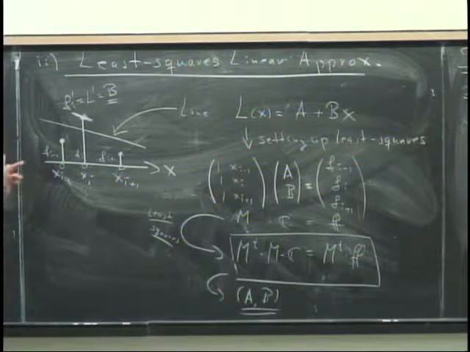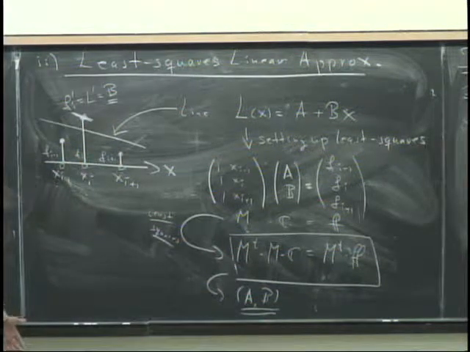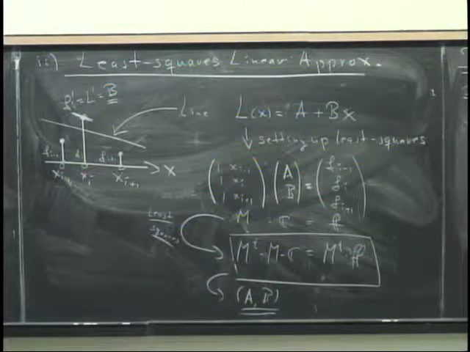Which approach is better? Fitting a parabola through the 3 points exactly versus computing this approximating line. Which one is better?